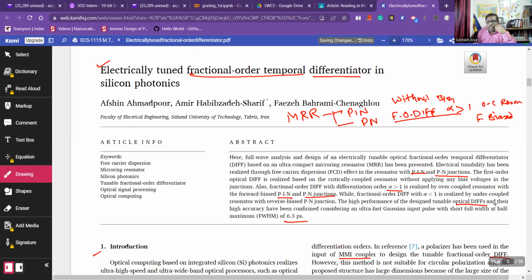While fractional order, so this is also fractional order, with alpha less than 1 is realized by undercoupled resonator with reverse bias. MRR with reverse bias.